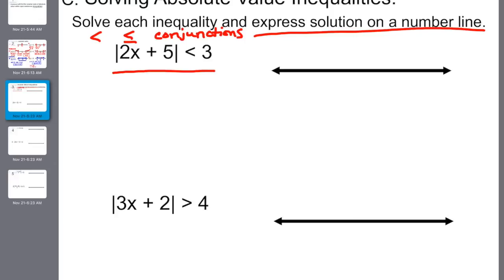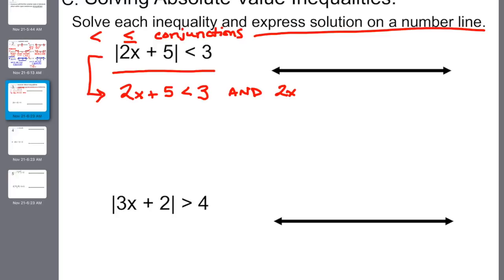But all we're going to do here is set up our two inequalities to get our graphs. We're going to take the absolute value of 2x plus 5 is less than 3. The first thing we do is rewrite it without the absolute value, so we have 2x plus 5 is less than 3. That's going to represent one of our inequalities. And because this is a conjunction, I'm going to say and.